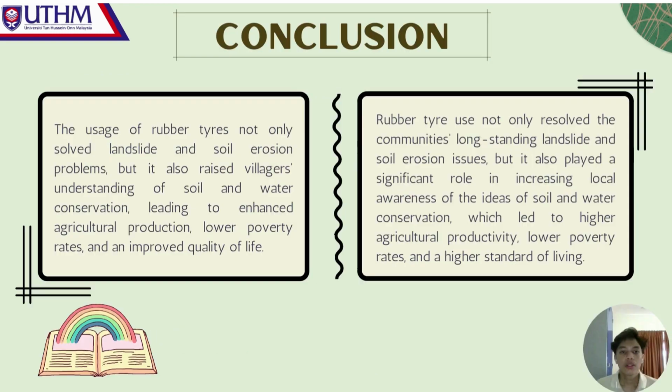The usage of rubber tires not only solves landslide and soil erosion problems, but it also raises villagers' understanding of soil and water conservation, which increases agricultural production, lowers poverty rates, and improves quality of life.